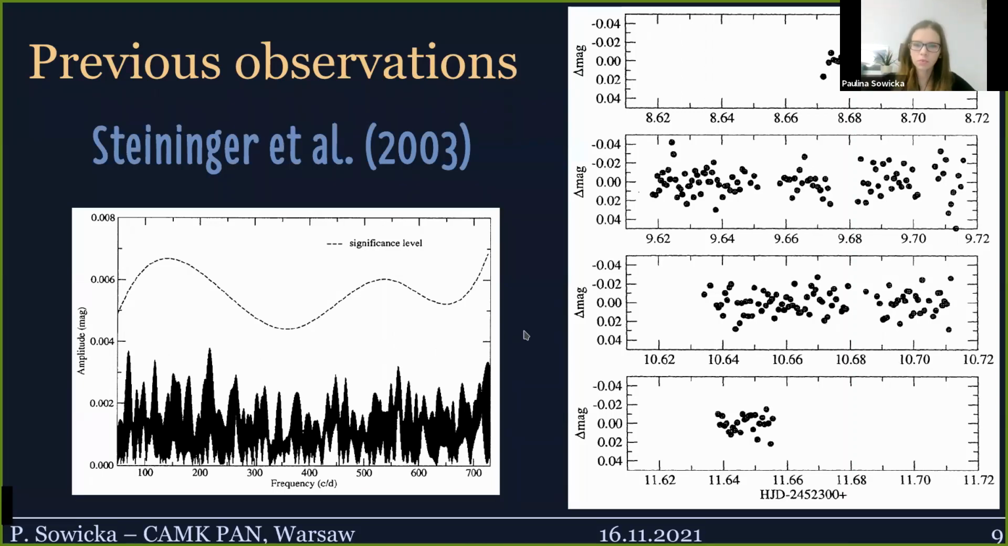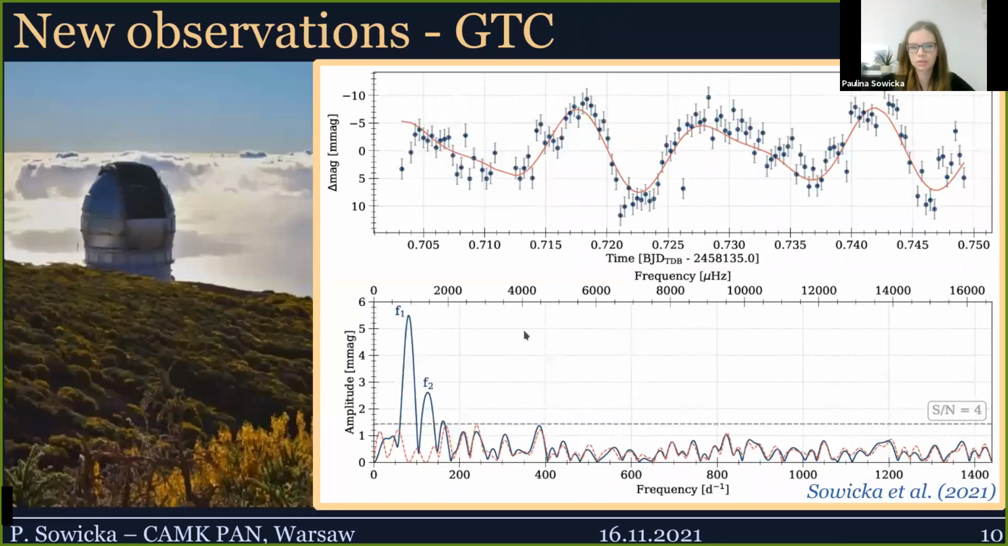So we included this star in our survey for variability using a 10-meter class telescope, GTC, in a so-called filler program, where we got a bit over 1 hour long light curve, presented in the top panel, where we actually could see a clear variability. This variability was then reflected in the Fourier amplitude spectrum as two pulsating modes, and the fit using these two is shown in orange, just to highlight the variability.